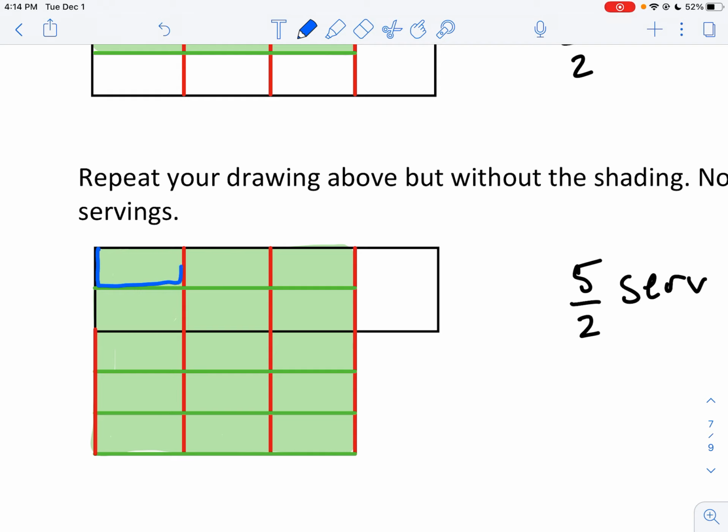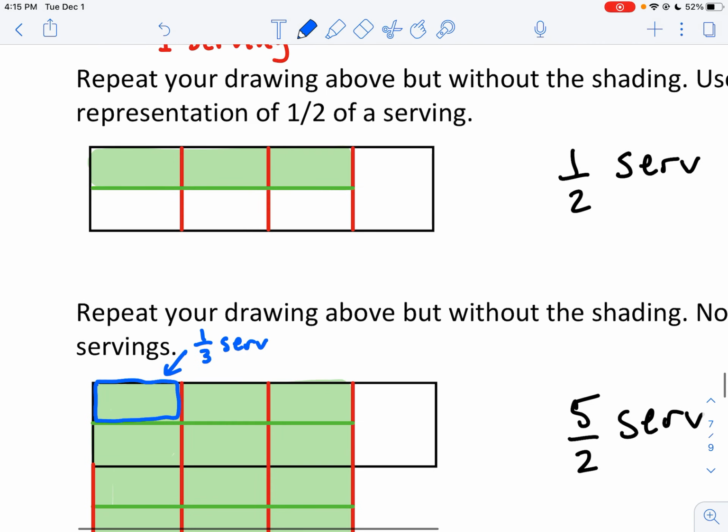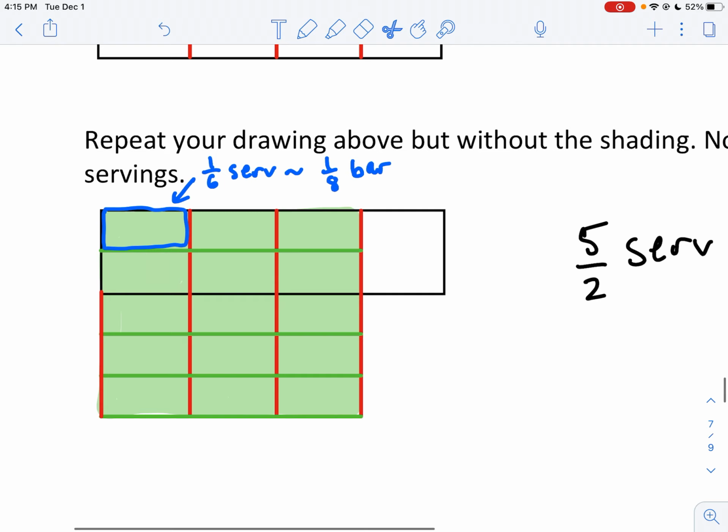Let's go to a different color. We want to focus on how much green we have now. Let's start with how much blue there is right there. That blue represents 2 things. It's 1/6 of a serving, because 6 of those blue things make up this serving right here. But that little piece corresponds to 1/8 of a bar, because 8 of them will make the entire bar. Remember, the bar is the original rectangle, and a serving is this truncated rectangle, 3/4 of it. So the blue box is 1/6 of a serving, which is 1/8 of a bar.